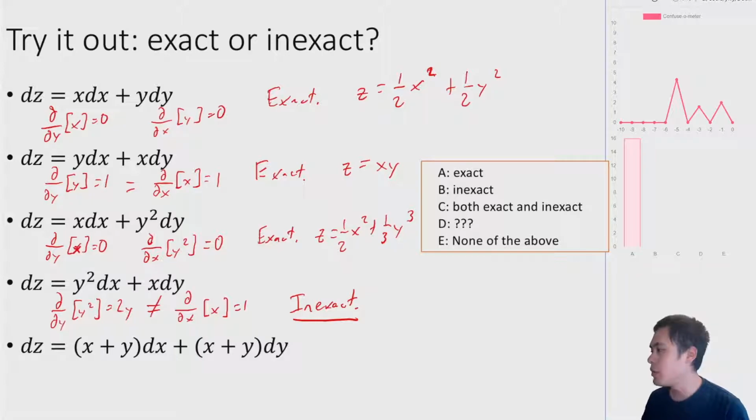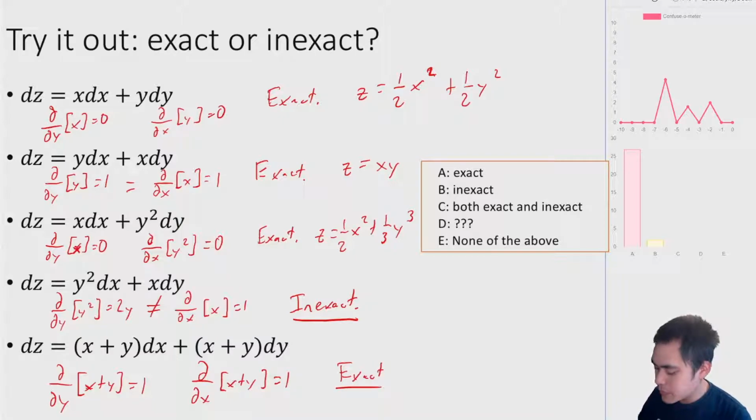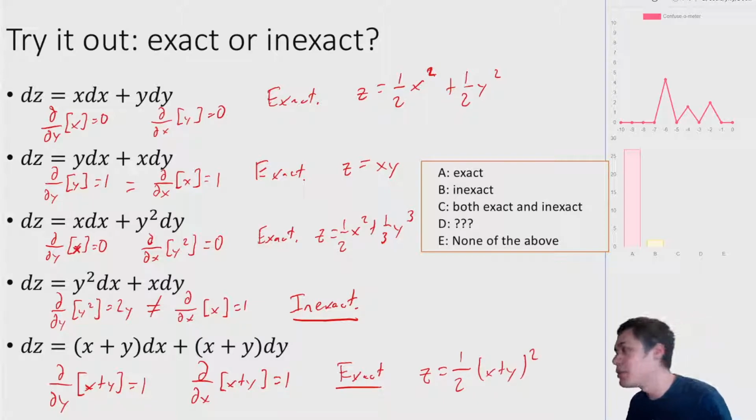Okay, looks like most people agree on A, though we have a few B's in there. Well, let's try it out. So, del y of x plus y. As far as del y is concerned, x is a constant, so this is just equal to 1. And del x of x plus y is also equal to 1, and so therefore this is exact. One solution to this happens to be z is equal to x plus y, 1/2 x plus y squared.